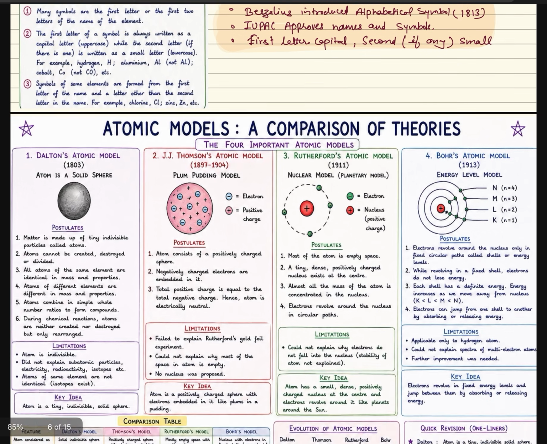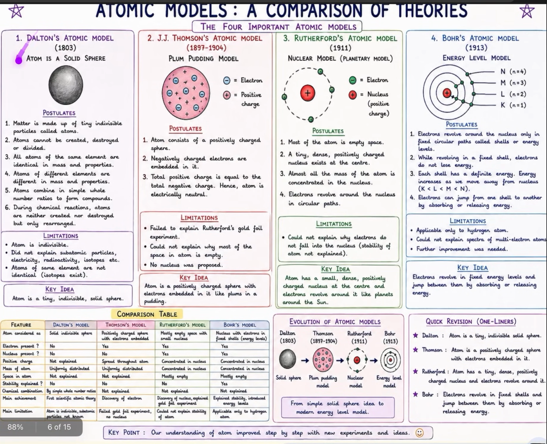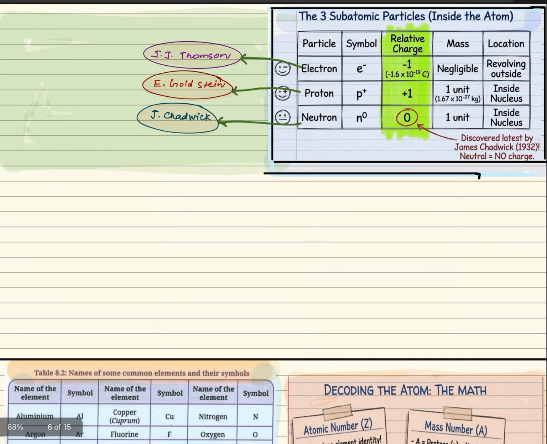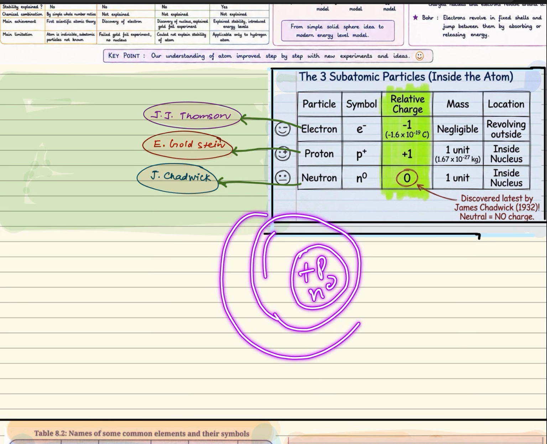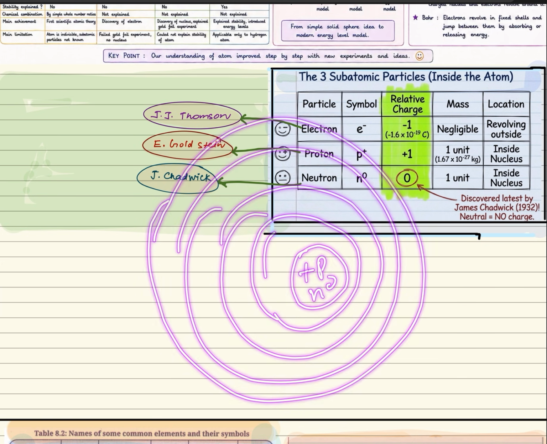Just read it. And there is a comparison I have created for all the models: Dalton, J.J. Thomson, Rutherford, and Bohr. Go through this because I have taught you everything about it. Again, the electron, proton, and neutron were discovered. Charge is -1 for electron, +1 for proton, and neutrons are neutral. Neutral doesn't mean zero charge. There is nothing in the world which has zero charge. Neutral means equal positive and equal negative, so it gets neutralized. Electron mass is negligible, and proton and neutron have 1 unit mass. Proton and neutron are inside the nucleus, and electrons revolve outside the nucleus in their shells, orbits, or energy levels.